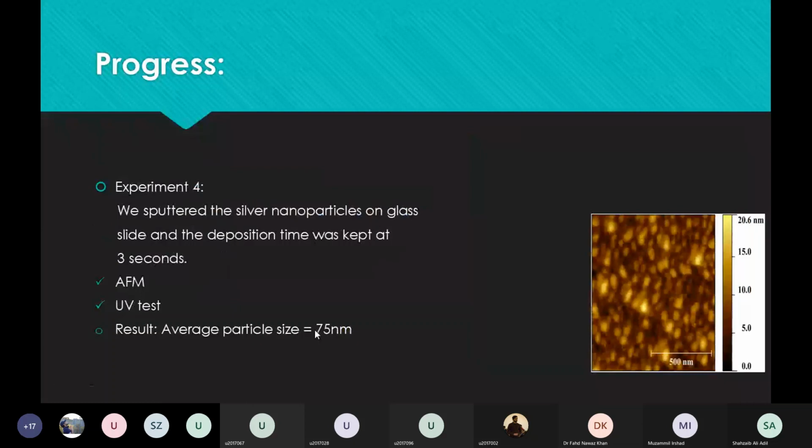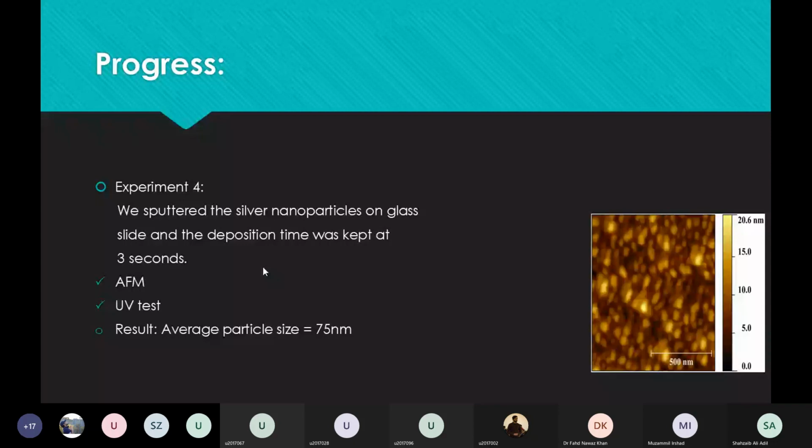In experiment 4, we decided to go even a step further by reducing the time from 6 seconds to 3 seconds, which was a minimum time, because according to literature, 1 second is advised, but our equipment is not able to run for only 1 second and maintain a plasma. So in our fourth experiment, we reduced it to 3 seconds, which was successful, but it did not bring the size any lower and kept the average particle size at 75 nanometer.